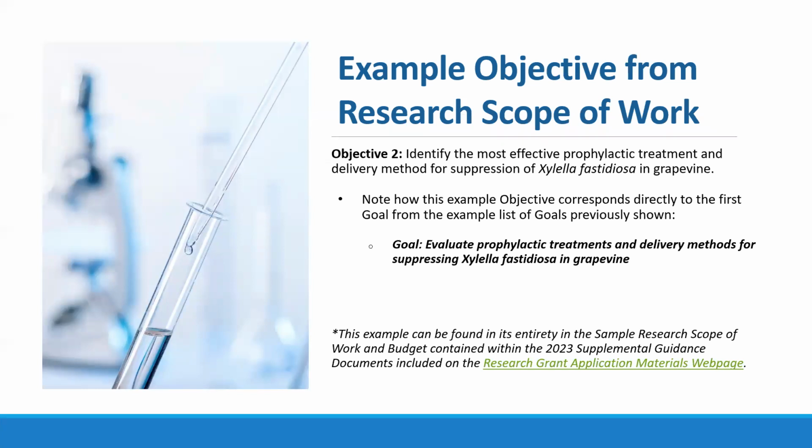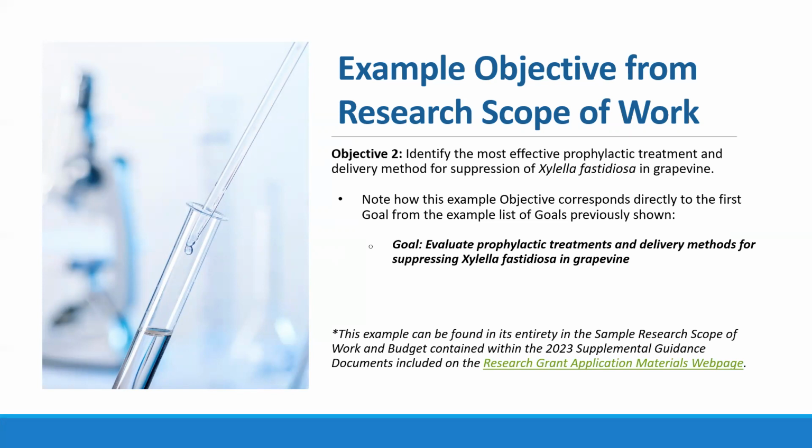All right, so now let's talk a little bit about an example objective from one of our sample scope of work. So this one is going to be from the research scope of work. And so in bold here, and in that second bullet point, we have the applicable goal from a few slides back, and that's just to remind us of what one of the 3 goals of that project was. And so this objective 2 is relating directly to that goal.